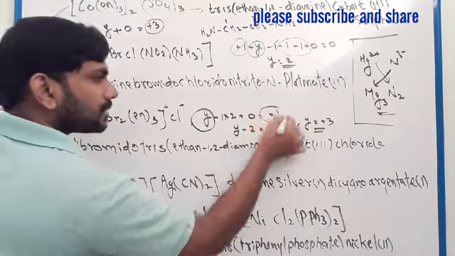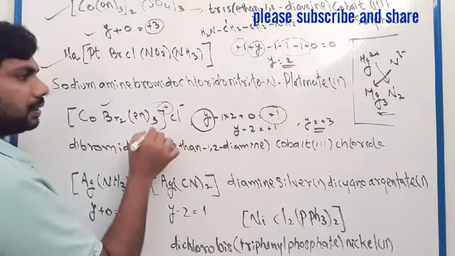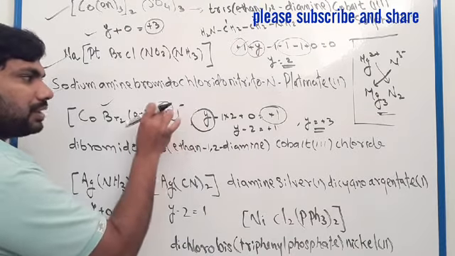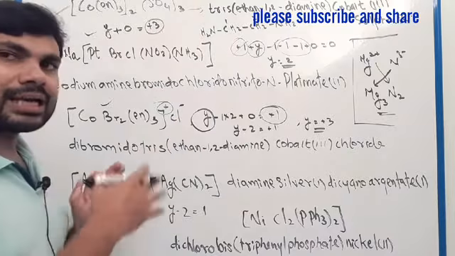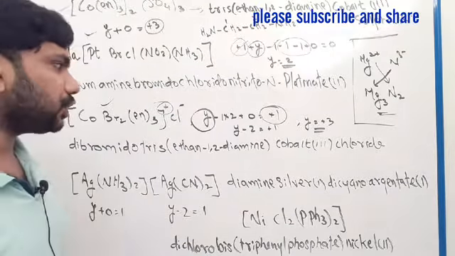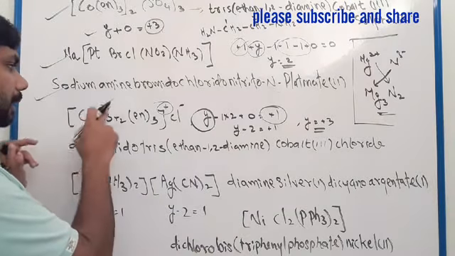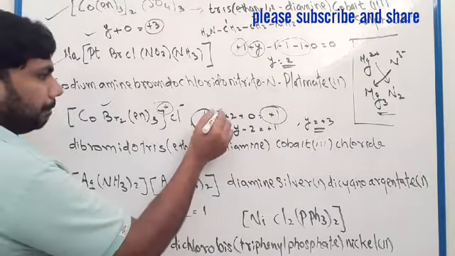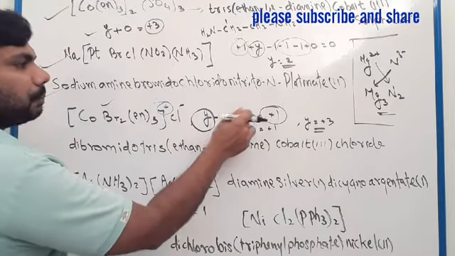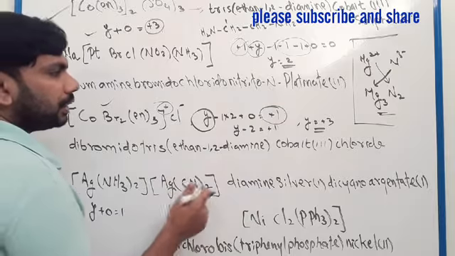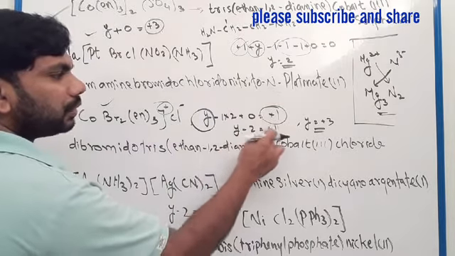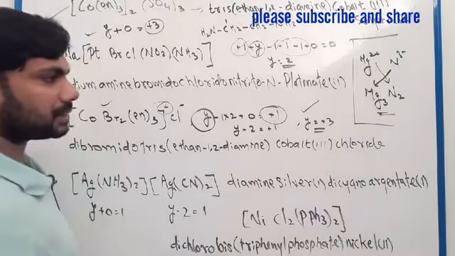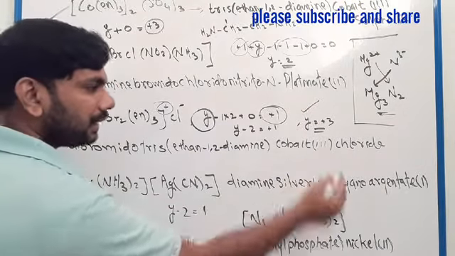Why equal to plus 1? Because Cl minus is minus 1, so it will be plus 1. Positive part and negative part cancel each other. So here y minus 1 times 2 plus 0 equal to plus 1. So y minus 2 equal to plus 1, so y equal to plus 3. y will be plus 3. That's why here cobalt 3.